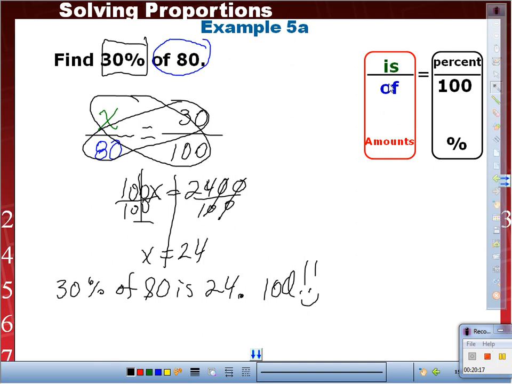Is over of equals percent over 100. Tell your neighbor the proportion, please.